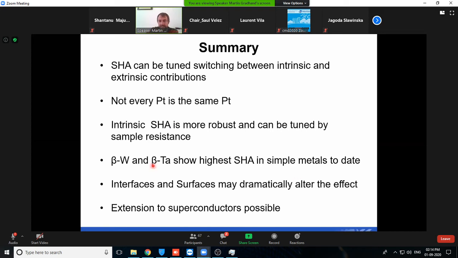Interfaces and surfaces can dramatically change what we observe. So again, one should be careful what one is talking about, the bulk property of a material or about a surface or interface to another. And this is just an outlook what we want to do next, to combine all this with superconductors.